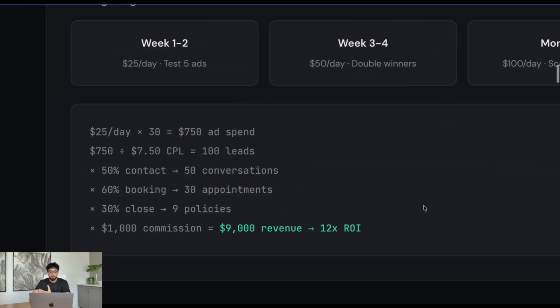And let's go into the ROI, right? You're spending $25 a day times 30 days, $750 in ad spend. At $7.50 per lead, you're getting 100 leads in the month. If you contact just 50 of them, you have 50 conversations, and let's say you book 60% of those. So you get 30 appointments in the month. Even if you close 30% of those appointments, that's 9 policies at $1,000 each commission. You're making $9,000 off of $750 in ad spend. That's a 12x ROI, and all you have to do is just continue to reinvest back into the ads to bring this number even further, which we'll break down in a bit.